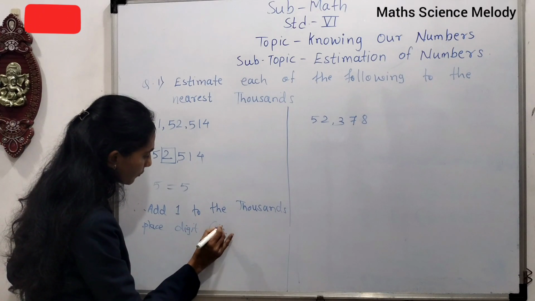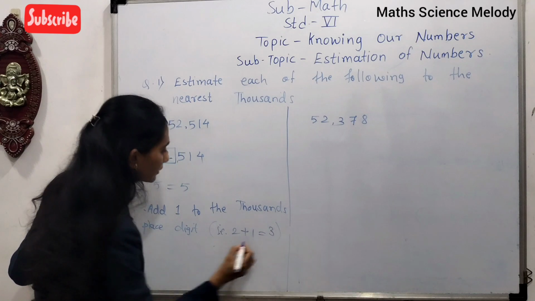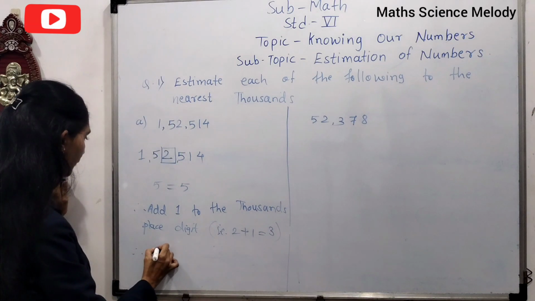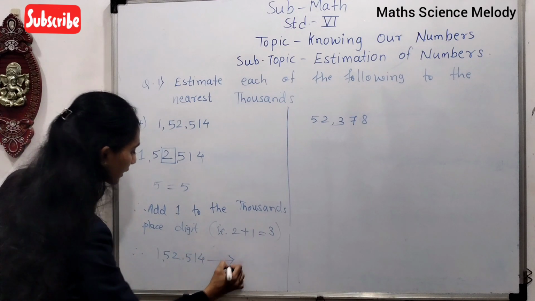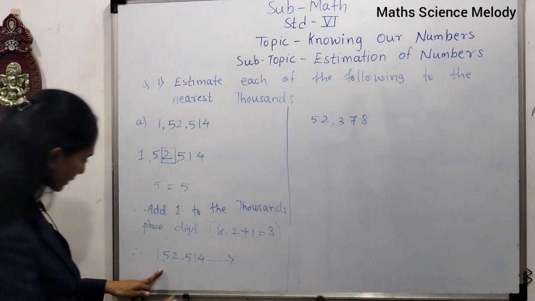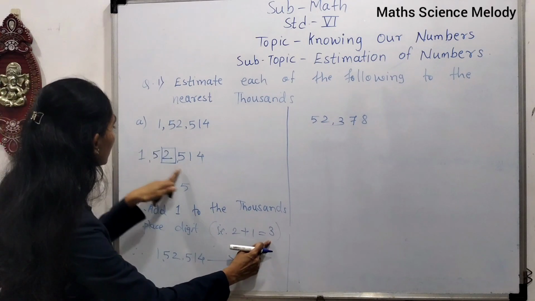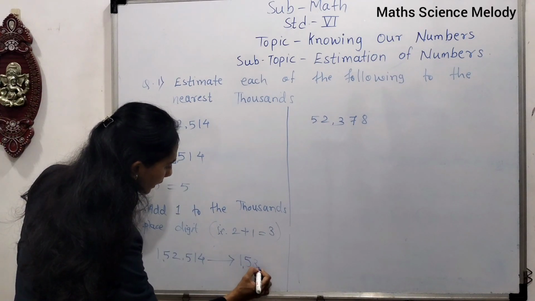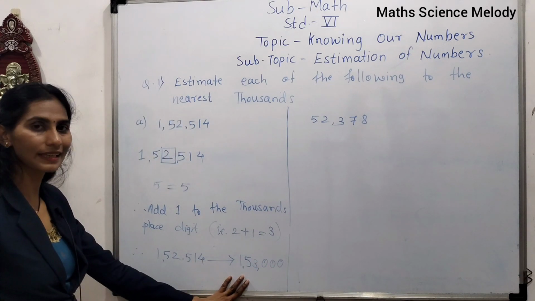That is, we are going to add 2 plus 1, 3. Therefore, we can say 1,52,514 estimated to the nearest 1000 as 1,53,000. Now you need to write here 3000. Okay, here 1,53,000 is the required answer.